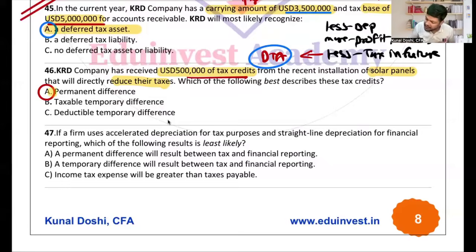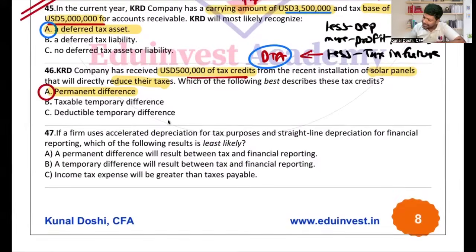Understood? Whenever there is a permanent difference, you cannot record a DTA or DTL. DTA or DTL is only when there is a temporary difference. Are you with me? Clear? Tax credit, tax holidays for opening a company in a free zone, or fines or penalties charged by the authority which are not tax deductible. These are permanent differences. Got it?